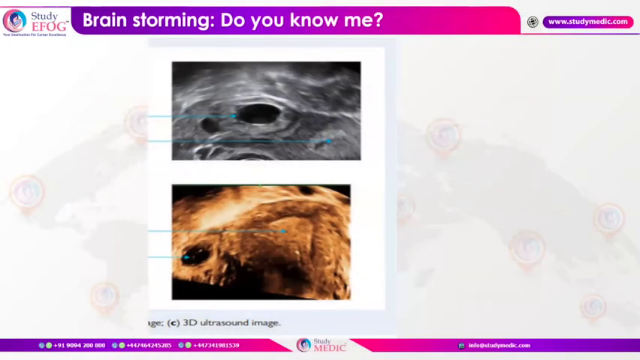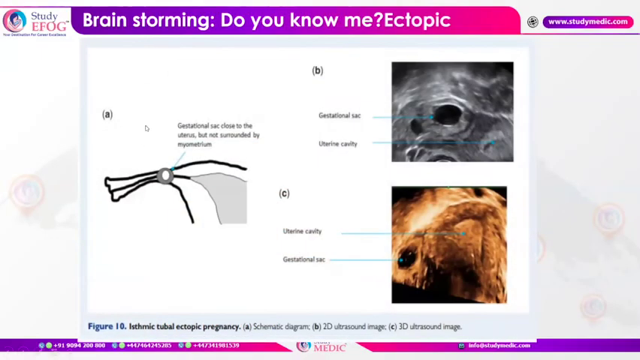So let's have a picture look. Here we can see the uterus is empty. This is the endometrium. This is the interstitial part. This is the uterine cavity with the empty endometrium.